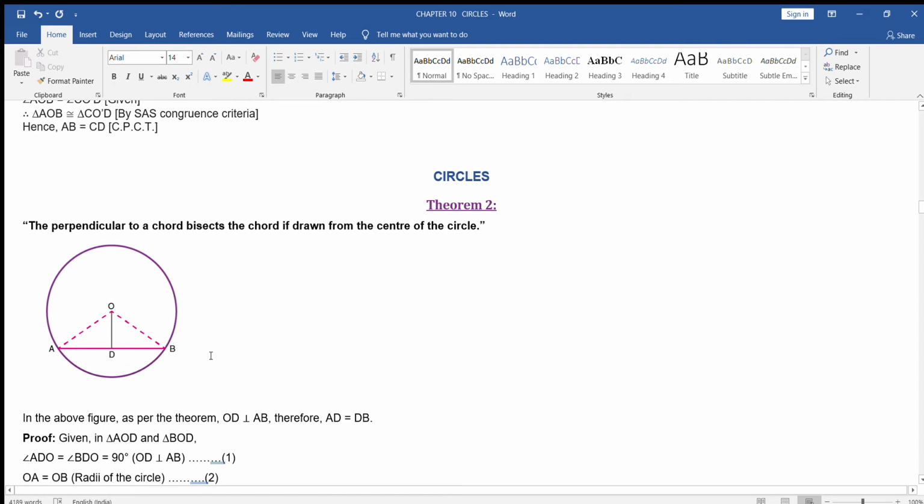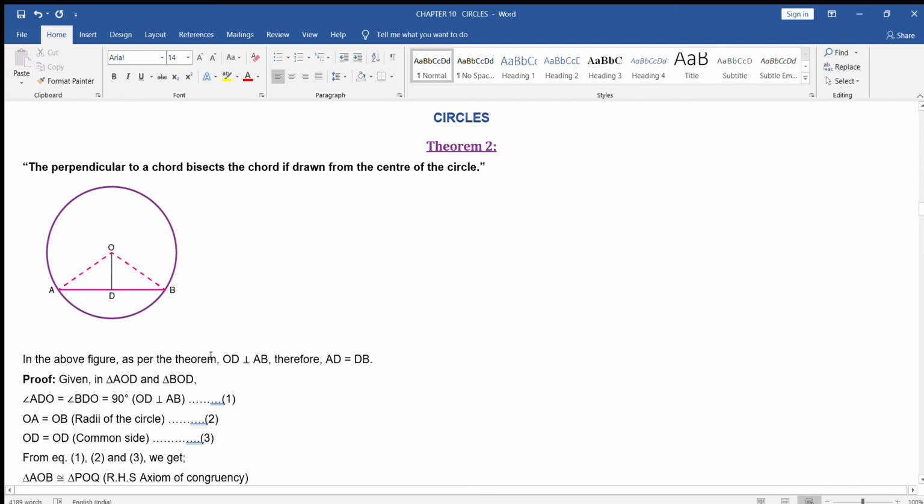Now we have to discuss our second theorem, which is important for our next exercise, exercise 10.3. Just see what our second theorem is: the perpendicular drawn from the center of a circle to a chord bisects the chord. We have drawn this perpendicular OD, and it bisects the chord AB, where O is the center of the circle.